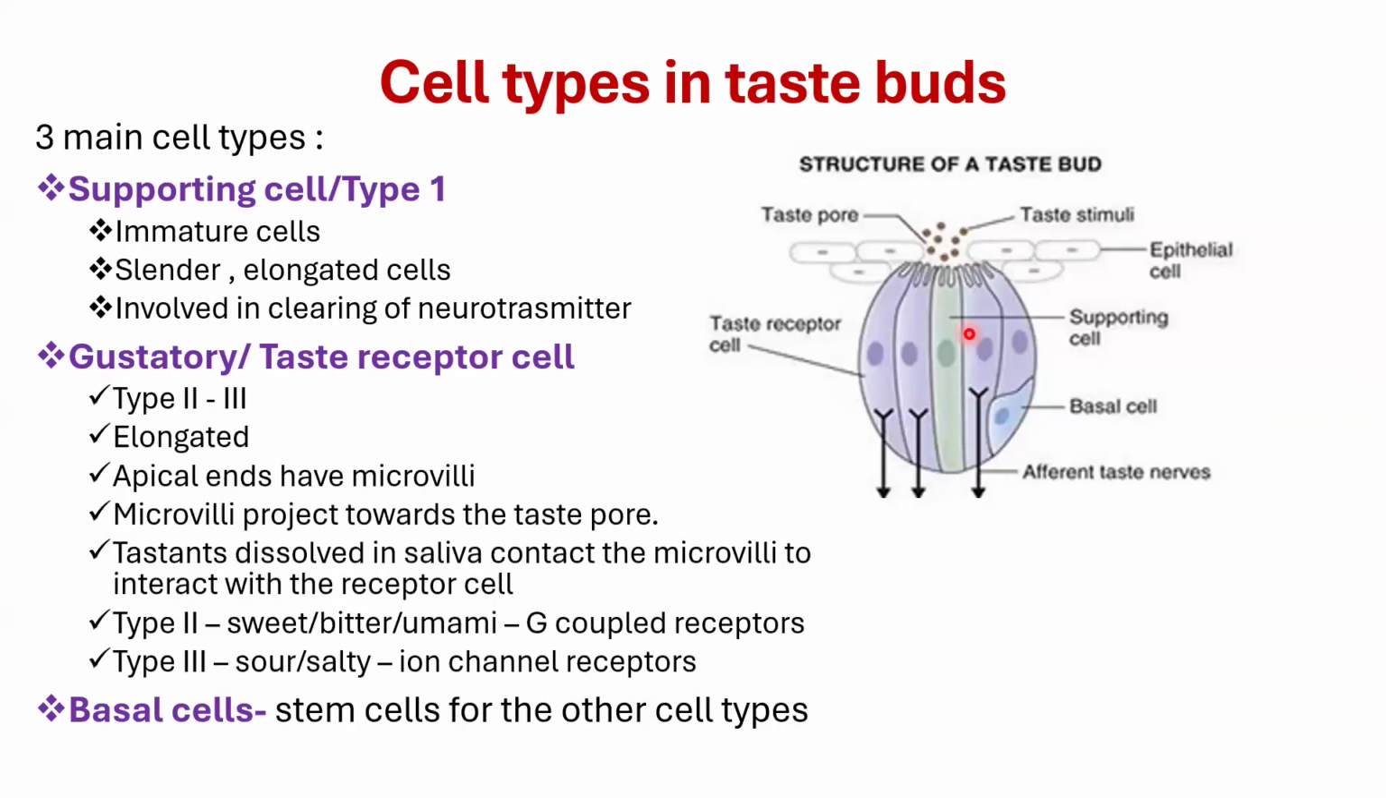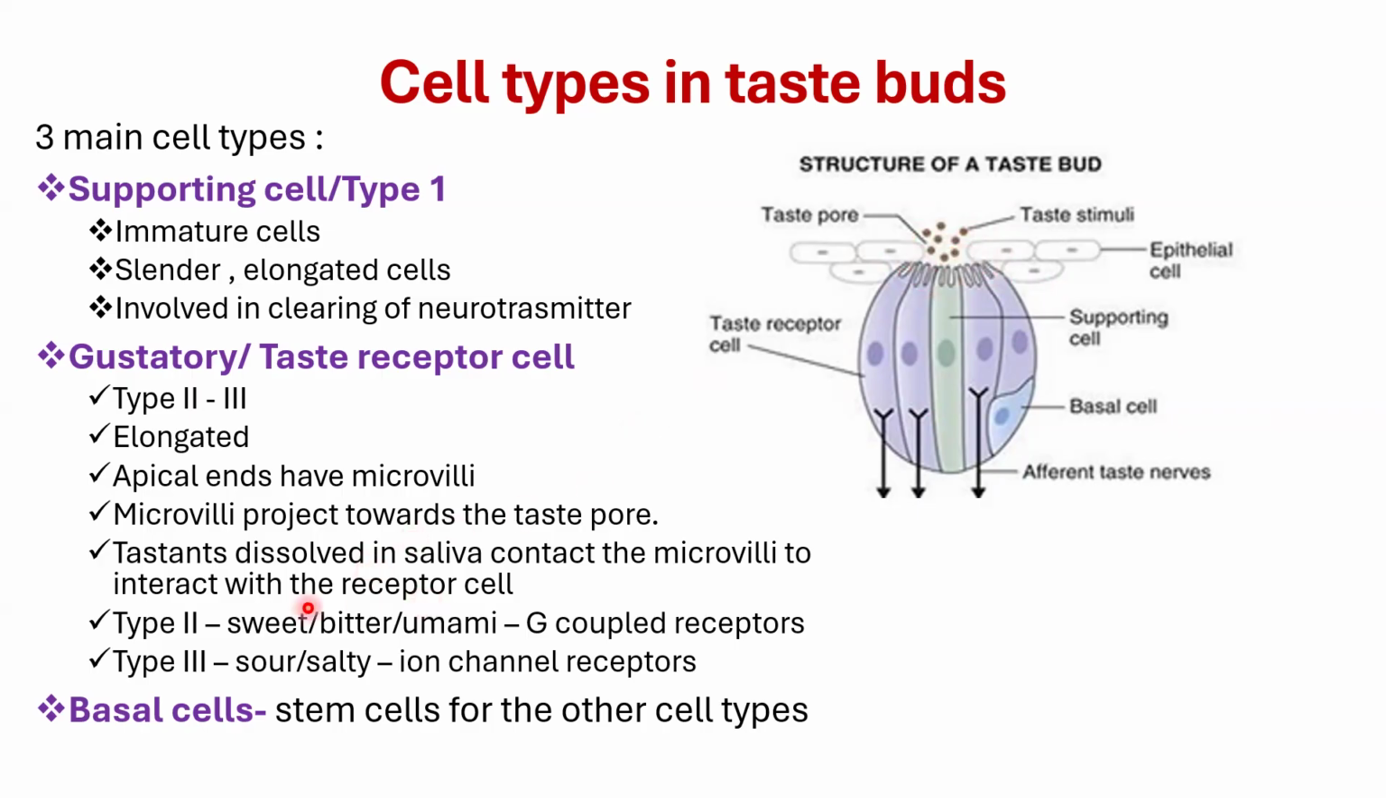Then for the gustatory cells or the taste receptor cells, which are cell type 2 and cell type 3. Remember, type 1 is the supporting cell, type 2 and type 3 are gustatory. Receptor cells are also elongated. You can appreciate them here, they are elongated. They have apical ends with microvilli, and this microvilli projects towards the taste pole, as you can see here. And these microvilli are the ones that interact with the taste stimuli receptors.